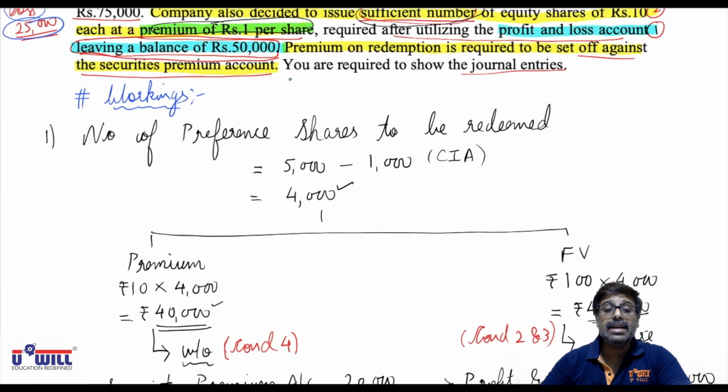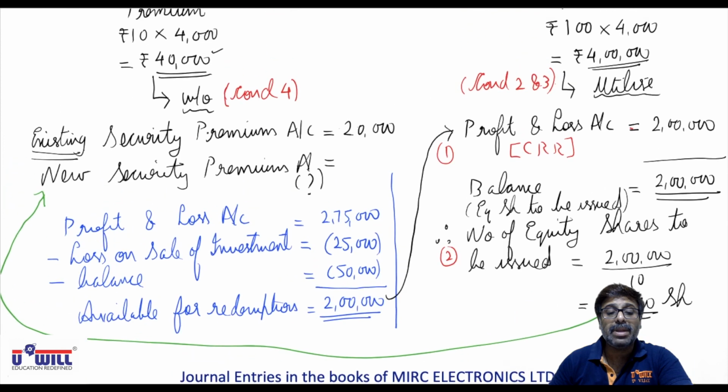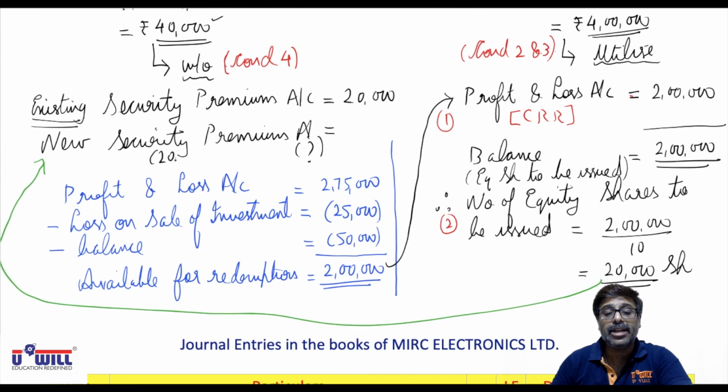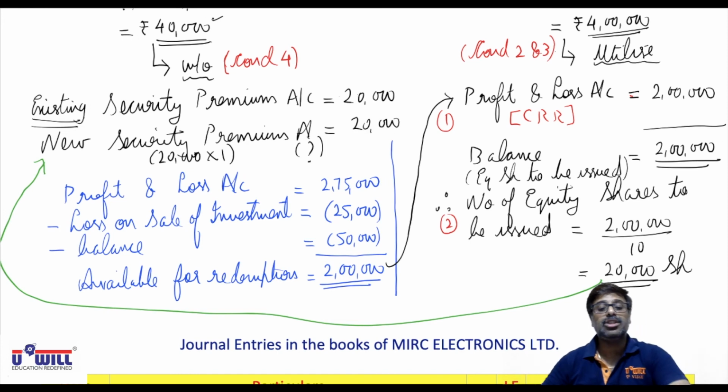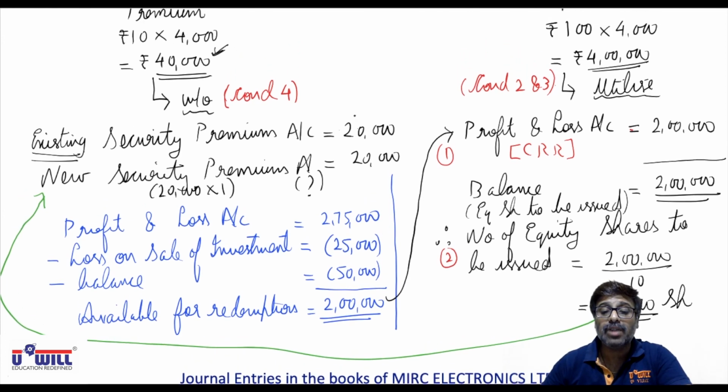You all can see here that premium is rupees 1. Can you all see here? Premium is rupees 1. So this 20,000 shares, what premium are you going to get? 20,000 into 1, 20,000 rupees. Will that be sufficient to write off this 40,000 or not? Yes. So how will you write off this 40,000? Entire 40,000 you will write off from security premium account.